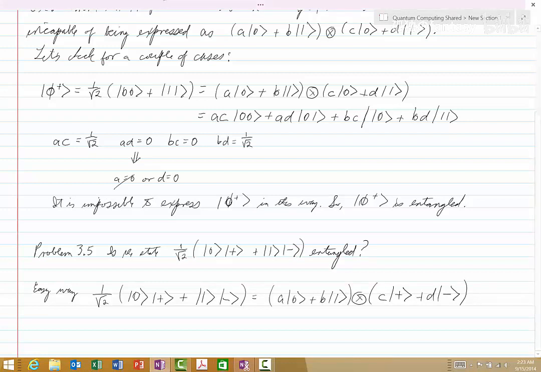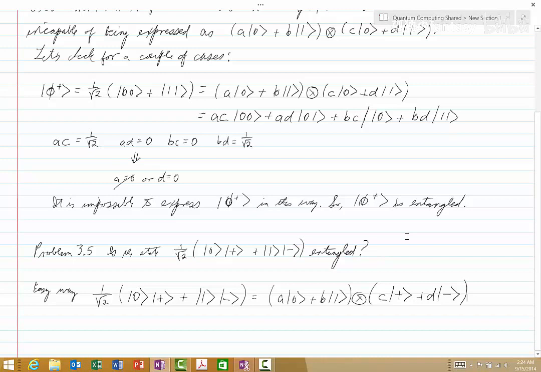Now, you might object to this, because up here when we were doing this example, in order to show that phi plus was entangled, we showed that it was impossible to express it as (A times |0> plus B times |1>) tensor product with (C times |0> plus D times |1>). But here we have C times |+> plus D times |->. But remember what your book said about this being basis independent. When we talk about something being entangled or not, it does not matter what bases you use.